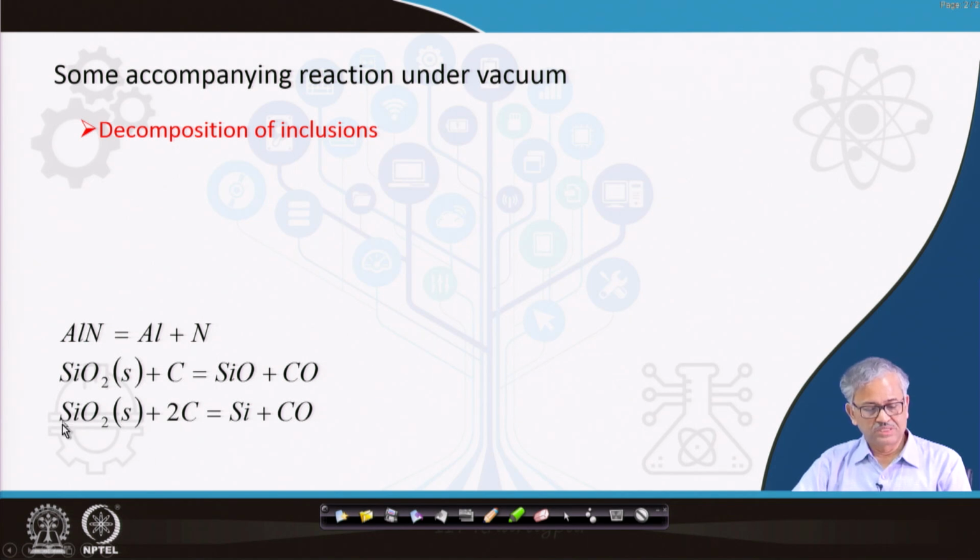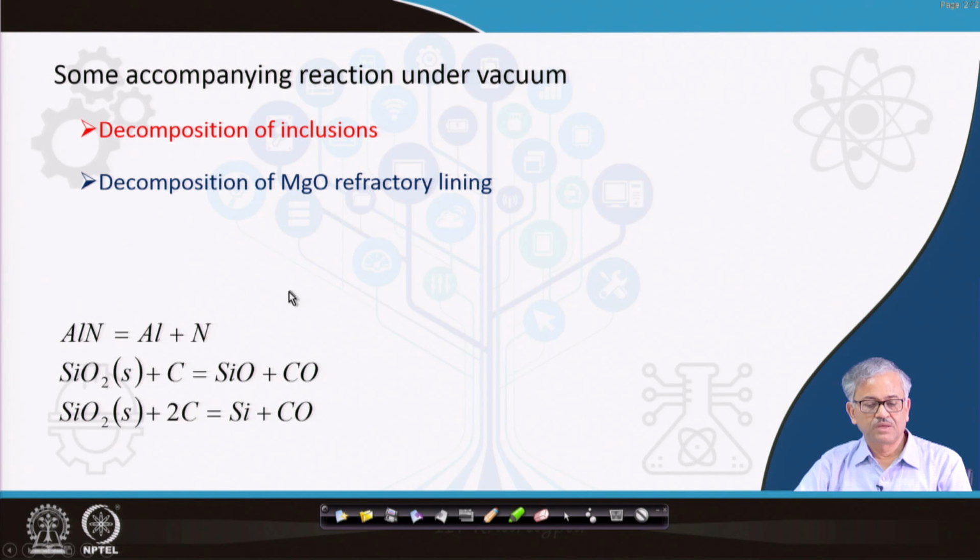Or you can have this reaction also, SiO2 plus 2C gives Si plus 2CO. So, in this case, SiO2 will decompose and the dissolved silicon in the bath will increase, and then CO gas will go away. So, the inclusion can decompose this way.